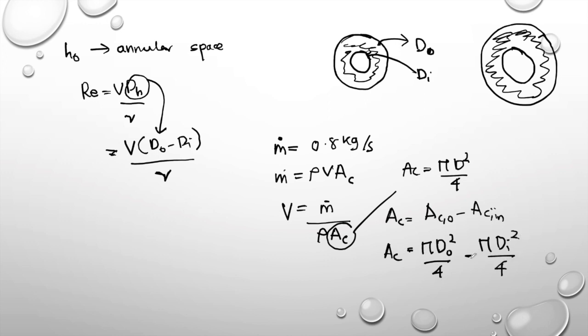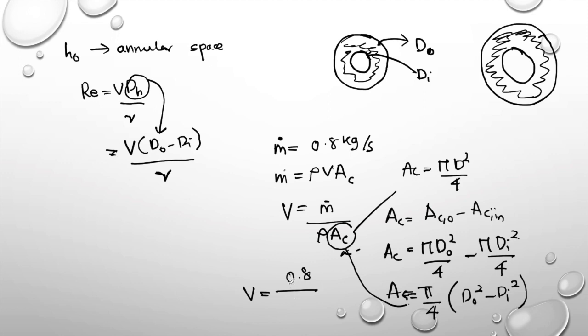Now we have pi over 4. Okay, same. So we factorize pi over 4 (d out square minus di square). So this is the equation for cross-sectional area. So calculate the cross-sectional area first and then substitute into this equation. So you will get 0.8 divided by 852 times with AC. Please calculate the AC values and then substitute into this.